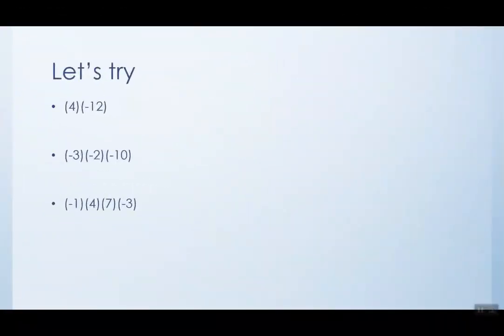Let's say I have 4 times -12. Well, I have one negative, which means the answer is negative. 4 times 12 is 48. Then I have -3 times -2 times -10. So see how there's 1, 2, 3 negatives? 3 is odd, so my answer will be negative. 3 times 2 times 10 is going to give me 60. I have -1 times +4 times 7 times -3. Here I have 2 negatives, which says my answer is going to be positive. I'm just writing the positive there to kind of like overemphasize the sign. Then 4 times 7 times 3 gives me 84.